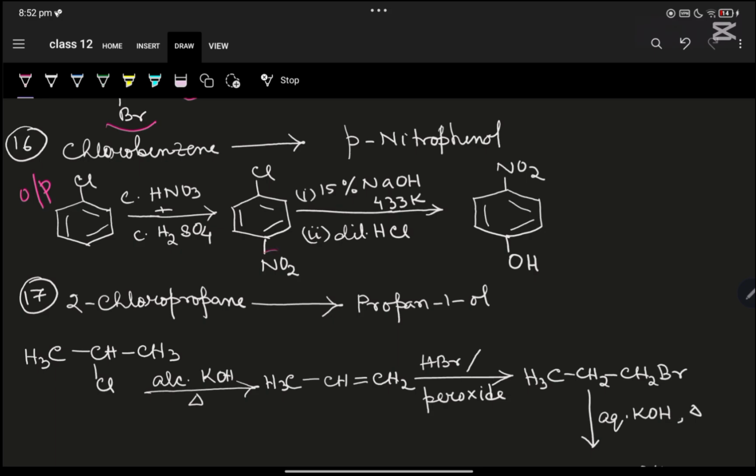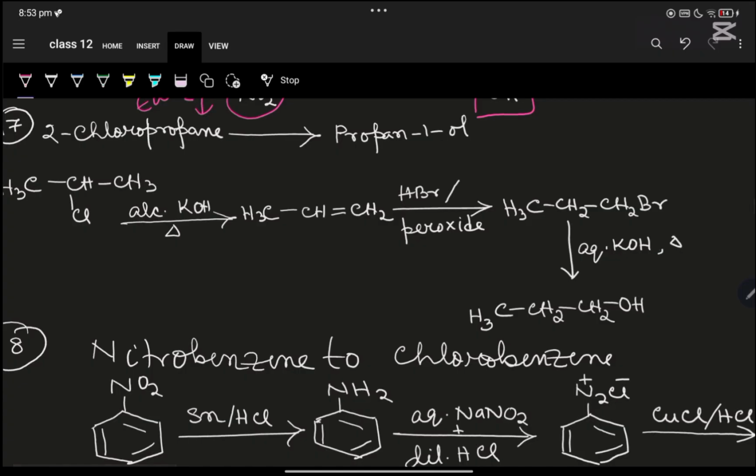Now, if you do nitration, which introduces an electron withdrawing group, you are increasing the reactivity of the chlorobenzene. And so you need a less drastic condition: 15% NaOH, 433 Kelvin, then dilute HCl, and then you will get OH coming in, replacing Cl, in the para position. Just to increase the reactivity of chlorobenzene, you can first introduce the nitro group, an electron withdrawing group, and increase the reactivity.